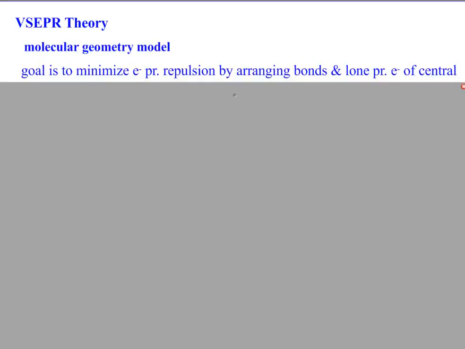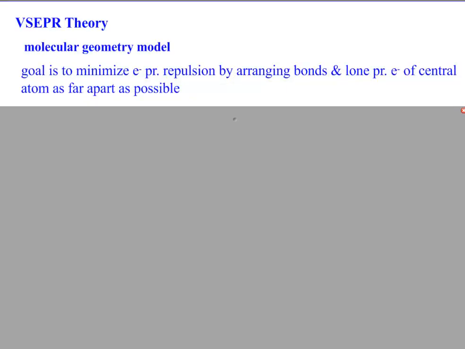So what kind of geometry do I get when this happens? This is also referred to as a molecular geometry model. And our goal, again, is to minimize the number of electron pair repulsions, or the strength of the electron pair repulsions. So I want to put those electron pairs as far away from each other as possible on the central atom and, if I can, on the other atoms in the species.